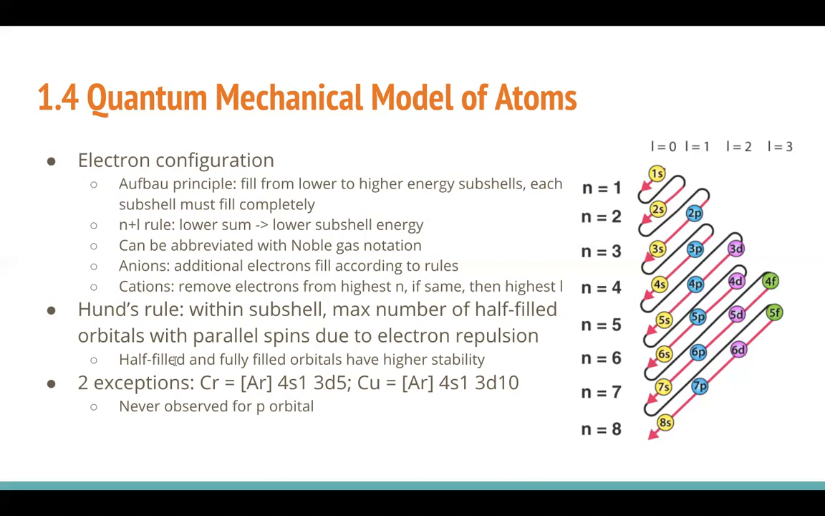let's just go back for a second. Hund's rule is that within each subshell, the maximum number of half-filled orbitals with parallel spins is preferred, due to electron repulsion. Basically, let me just draw it. Say you have a p orbital here. And so you have 5 electrons. So you go 1, then 2, then 3, then 4, and then 5. What you don't do is go 1, 2, 3, 4.